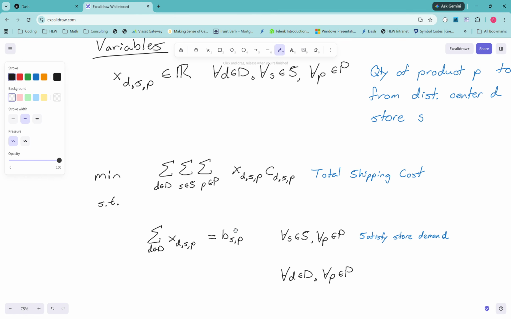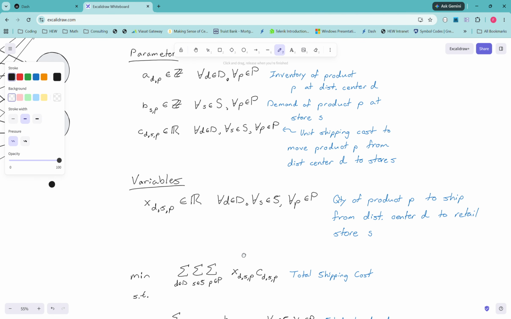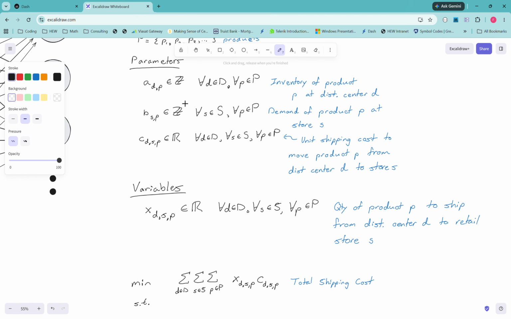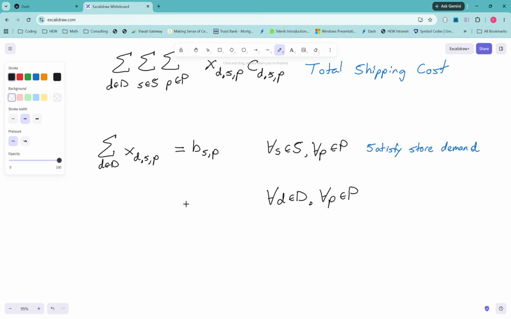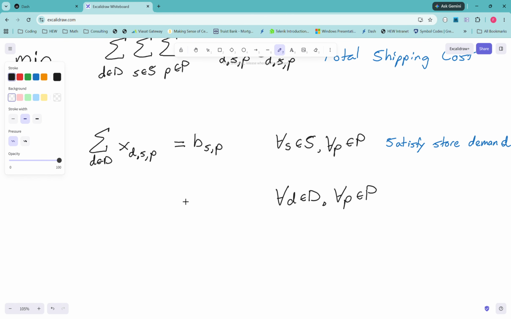We need to set some sort of upper bound at this point associated with what can leave the distribution center. So we have that upper bound being this inventory parameter a. So that'll be on the right-hand side. And we talk about this as an upper bound. So we don't necessarily need equality, but instead we can say this is a less than or equal to. Again, establishing the upper bound here.